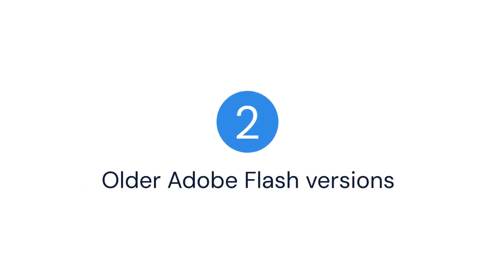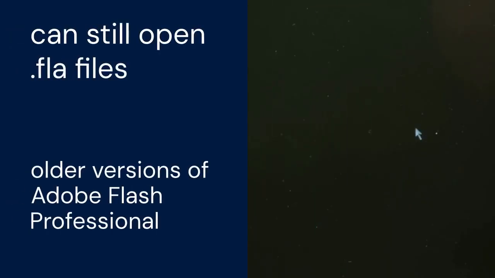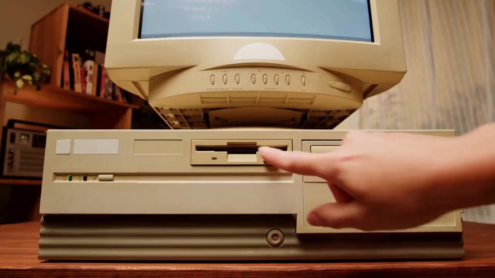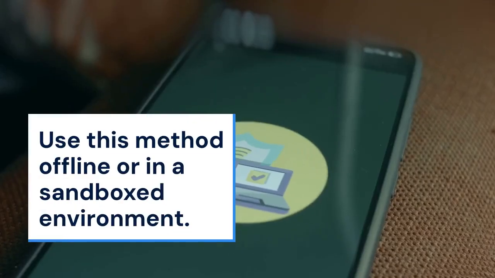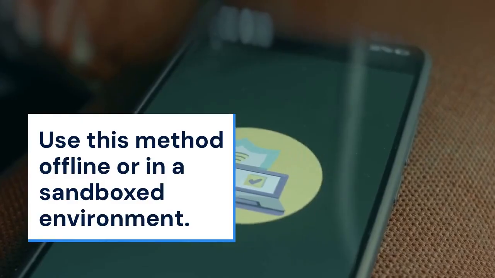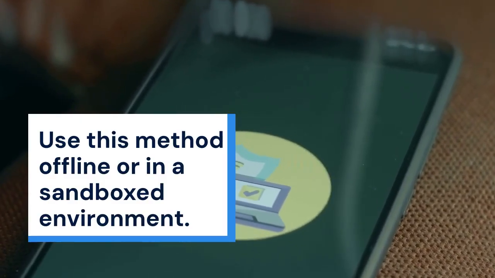2. Older Adobe Flash versions. Adobe no longer supports Flash Player, but older versions of Adobe Flash Professional, the predecessor to Animate, can still open FLA files. You might be able to find a used copy or an older license online. Remember, security vulnerabilities exist in older software, so use this method offline or in a sandboxed environment.